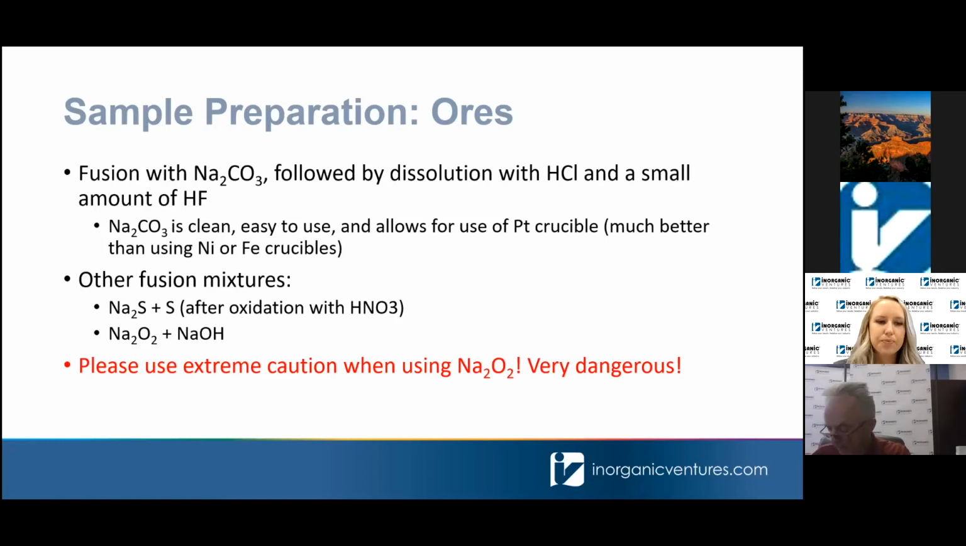I've listed a couple other fusion mixtures that will work as well, but I do want to point out, if you're using sodium peroxide, that these reactions can become very dangerous. So make sure that you're paying special attention to safety measures when you're using any type of peroxide.